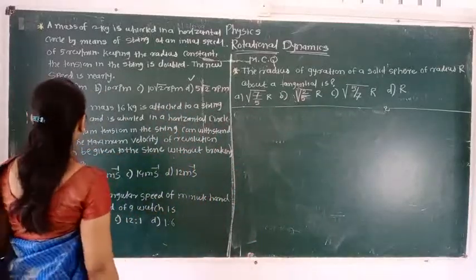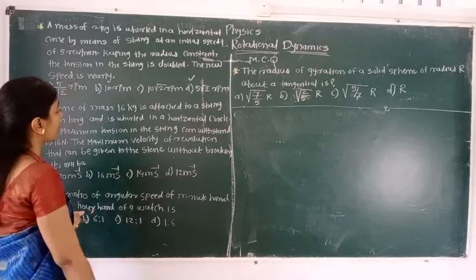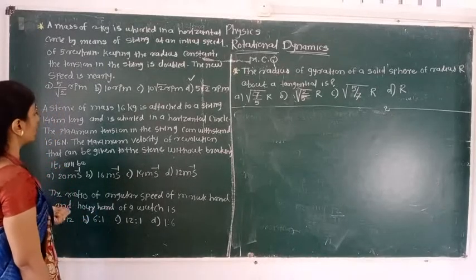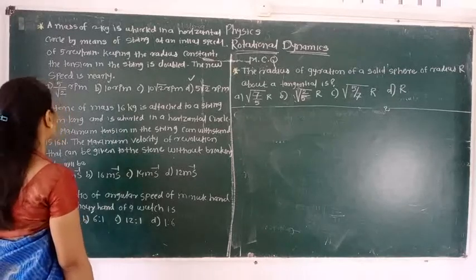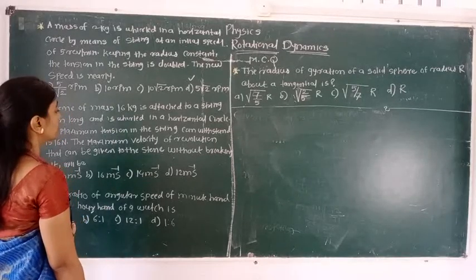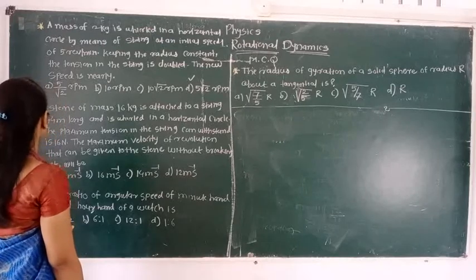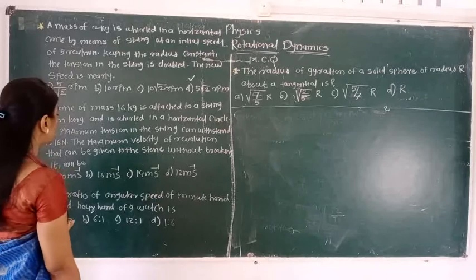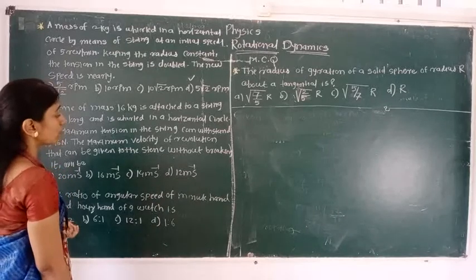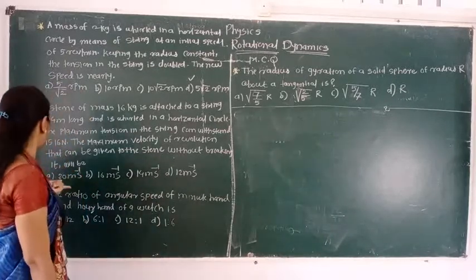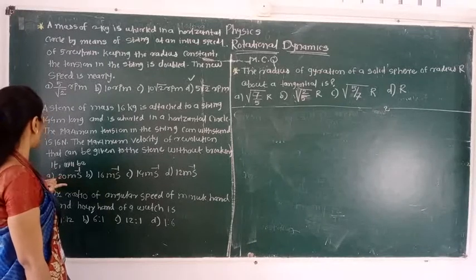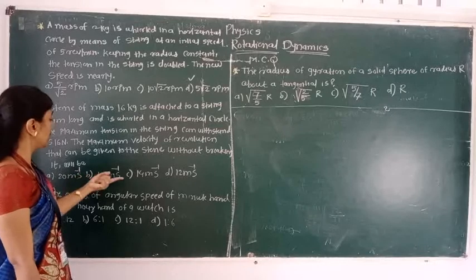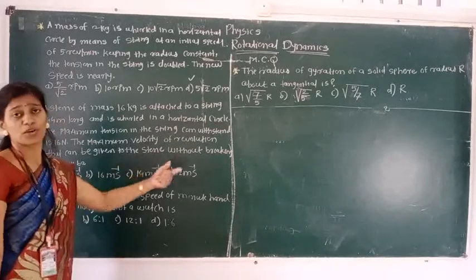A stone of mass 16 kg is attached to a string 144 meter long and is whirled in a horizontal circle. The maximum tension the string can withstand is 16 Newton. The maximum velocity of revolution that can be given to the stone without breaking it will be: 20 meter per second, 16, 14 and 12, with their proper units.